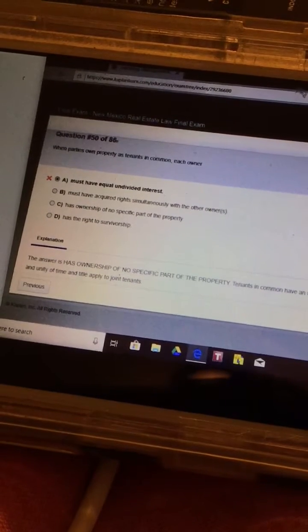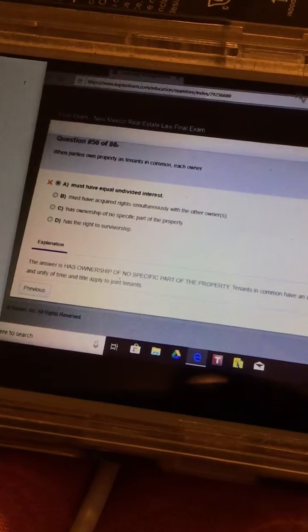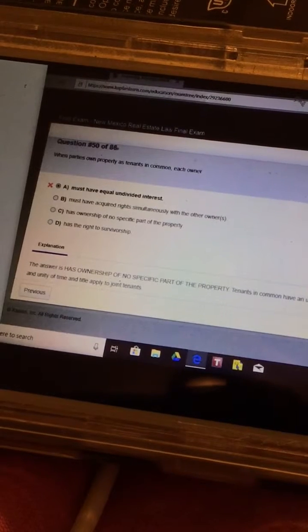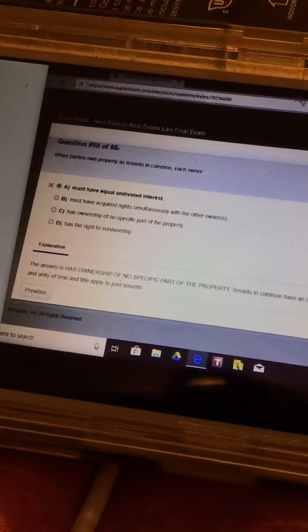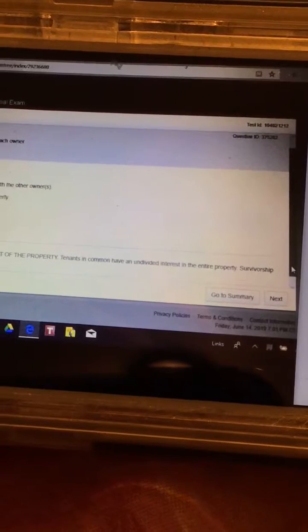The answer is C, has ownership of no specific part of the property. Tenants in common have an undivided interest in the entire property. Survivorship and unity of time and title apply to joint tenants.